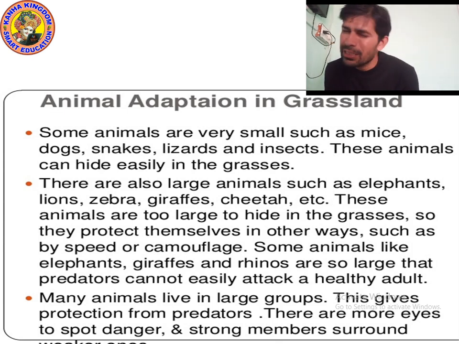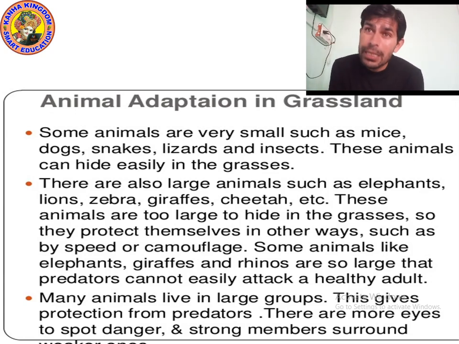Some animals are very small, such as mice, snakes, lizards, and insects. These animals can hide easily in the grass. And there are many animals which are very big, like lion, zebra, giraffe. Because the grass can be so long, they hide in it and attack their prey. They can easily hunt. They use their speed, hiding and then attacking deer to kill.